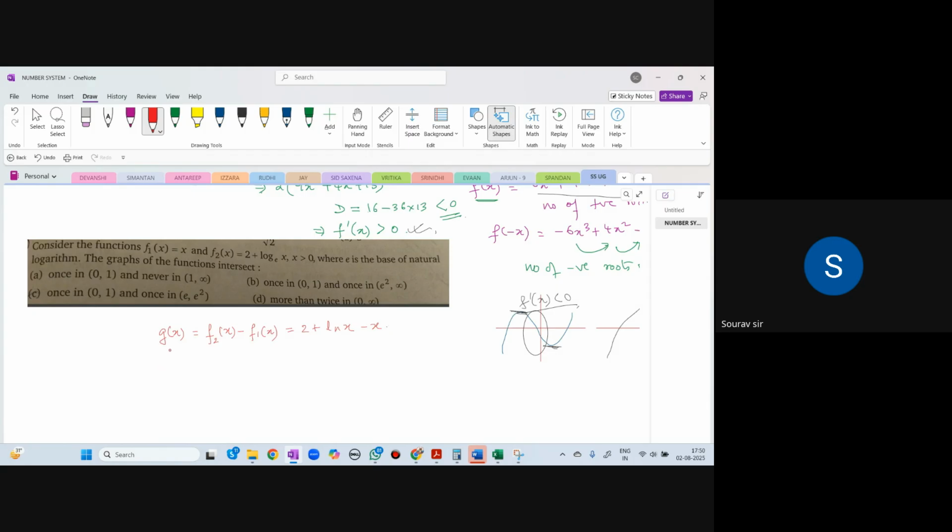Now, the solution of these two equations will be the value of g(x) equal to 0. So g(x) equal to 0 will mean that that is the point of intersection of f1(x) and f2(x). Understood?